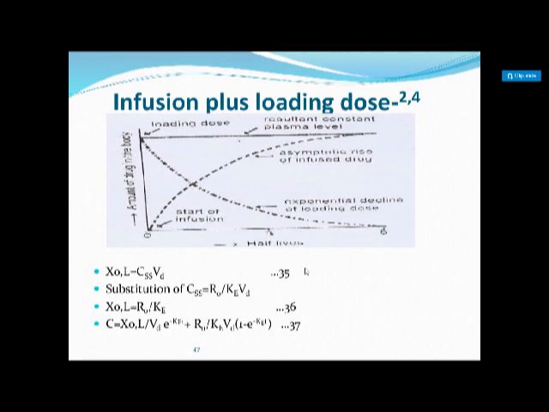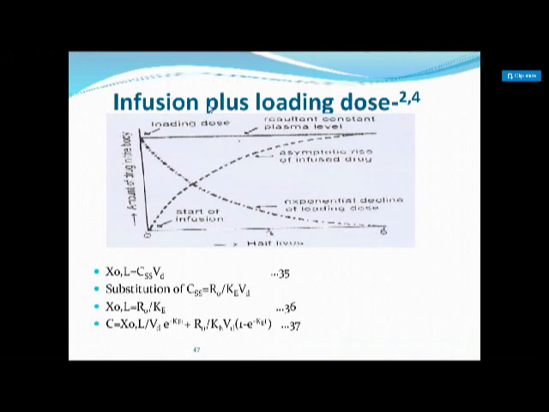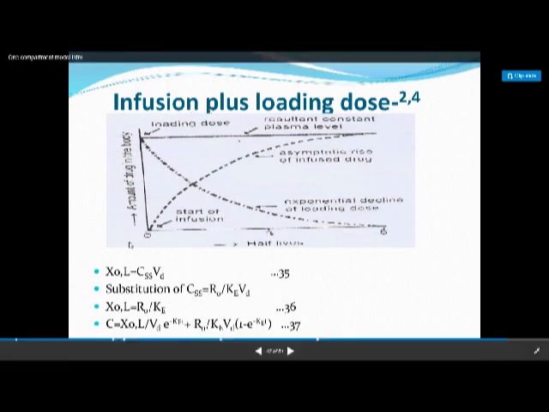So in that case, generally the combination of the infusion plus loading dose is used, meaning IV bolus and IV infusion both are given at the same time. The loading dose is for achieving the therapeutic level, and the infusion is to maintain the concentration of the drug in the blood. So again this equation we can write here. You can see this graph. This is the loading dose and this is the start of infusion.